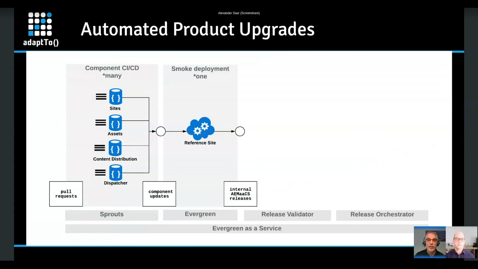And triggered by a change to the component, we assemble a full deployment of the system and validate this with a comprehensive test suite based on a reference site. At this stage, we basically know that the standard system is working as expected. And then we create an internal release.